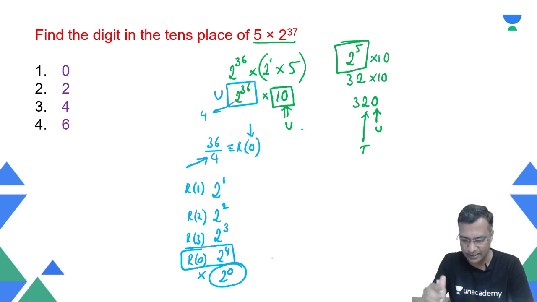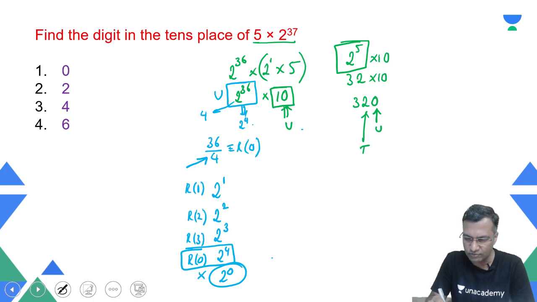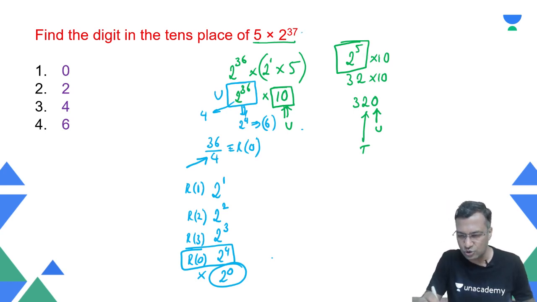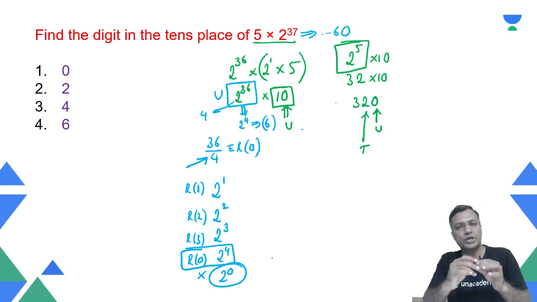So in this particular case, 2 raised to power 36 is as good as 2 raised to power 4. What is the units digit of 2 raised to power 4? The units digit of 2 raised to power 4 is nothing but 6. In the sense, if you look at the last 2 digits of this number, it appears the last 2 digits are like 6 0. The tens digit is 6, the units digit is 0.